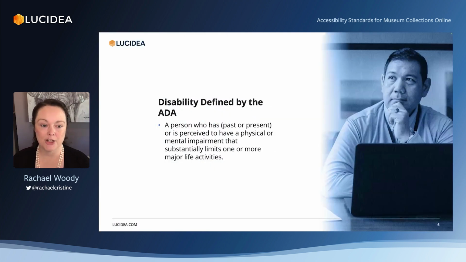Disability itself, when we're talking about it as defined by the ADA, is a person, past or present, who is perceived to have a physical and/or mental impairment that substantially limits the major life activities for that individual's life.